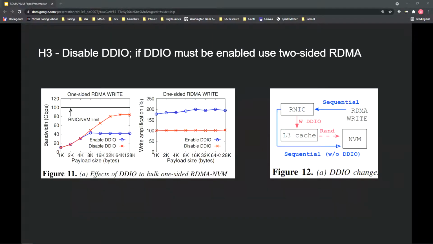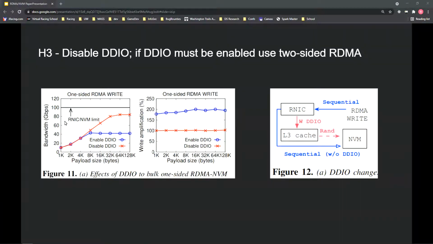H3 is to disable DDIO, and that if DDIO must be enabled, to use two-sided RDMA for large writes. DDIO is data direct IO. This was found to have a significant impact on performance for one-sided RDMA and NVM writes for large payloads, and as such, it was deemed an important configuration for RDMA NVM systems. Figure 11A shows that only half of the peak NVM write bandwidth is achieved for large payloads when DDIO is enabled, in contrast to almost reaching peak bandwidth when it is disabled. Peak bandwidth here is just the bandwidth limit of the RNIC and the NVM at 100 gigabits per second.